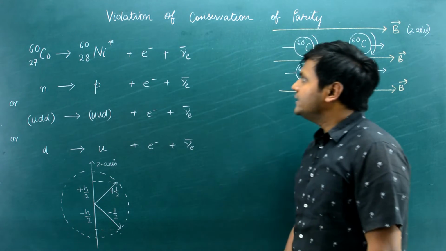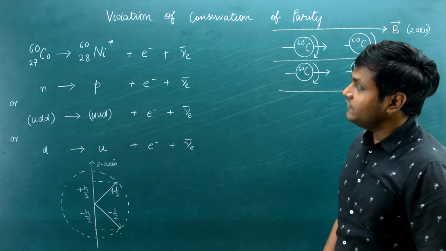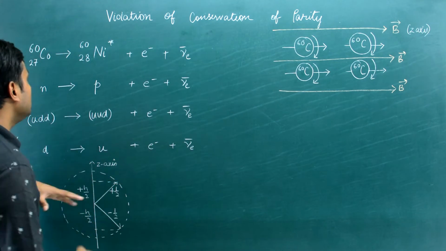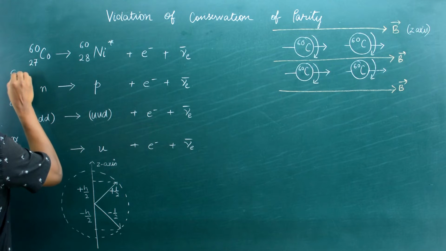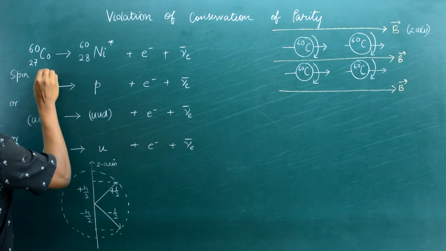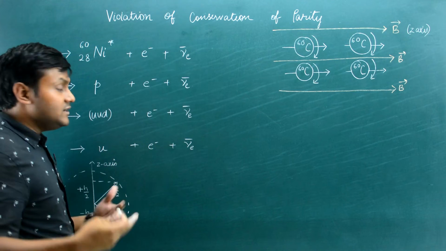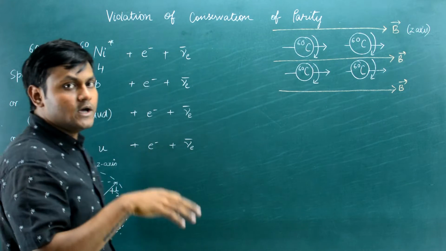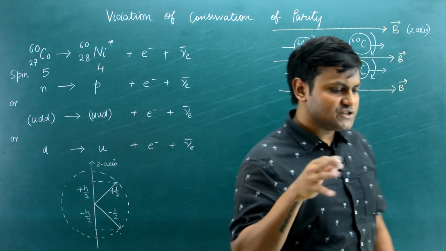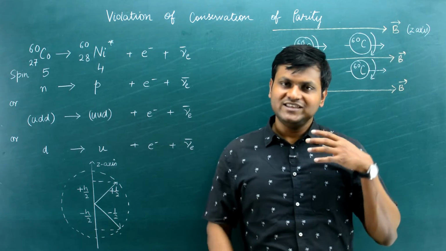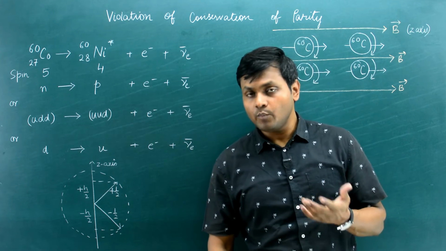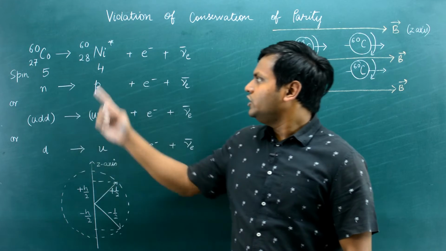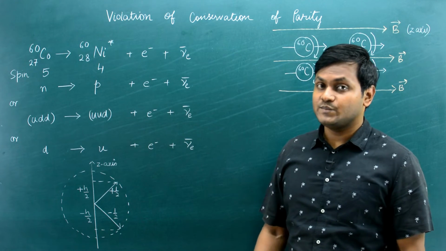So if you look at the decay process itself, if you look at the nuclei and the spin involved, as it turns out, the cobalt-60 has a spin of 5. The resultant daughter nucleus nickel has a spin of 4. Now, what is spin? Spin, as I just told you, is associated with angular momentum, which is an intrinsic property of different quantum particles. And in this case, the parent nucleus and the daughter nucleus have a spin of 5 and 4 respectively.